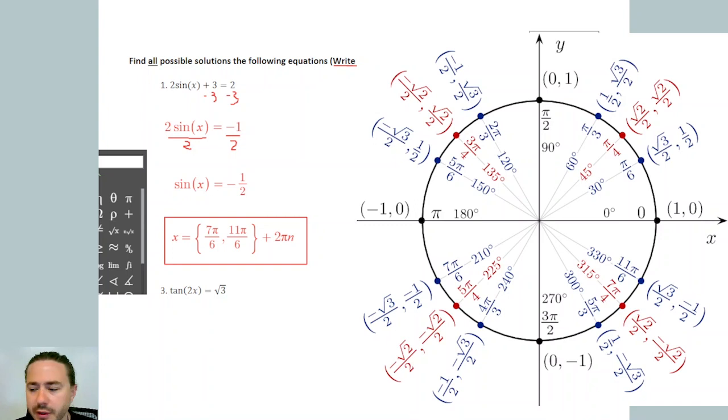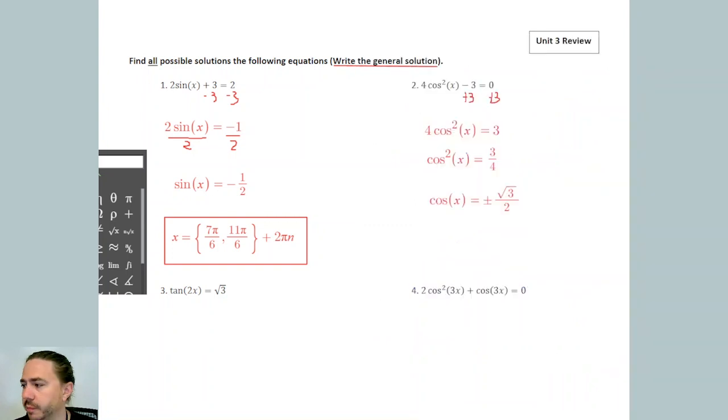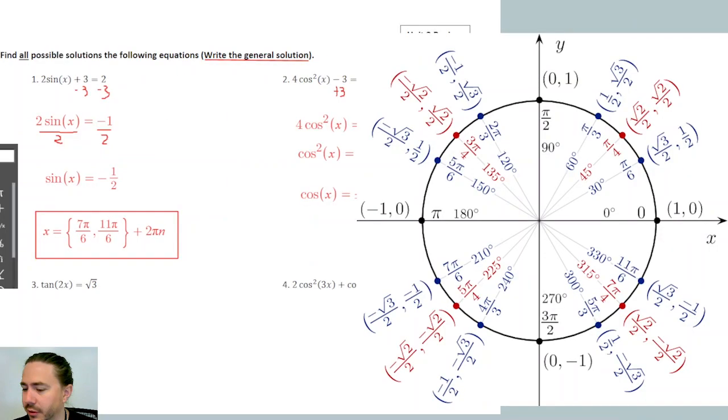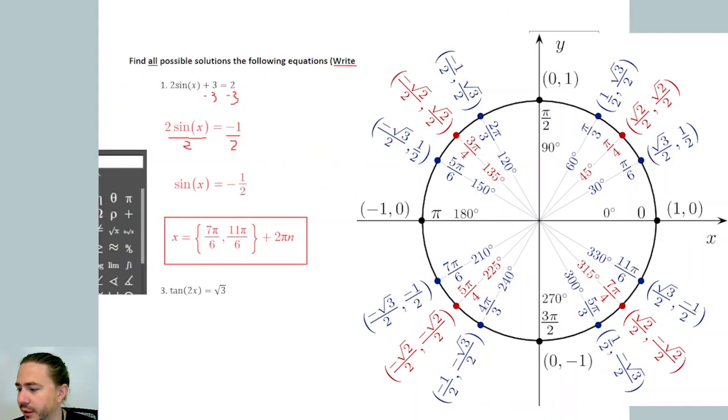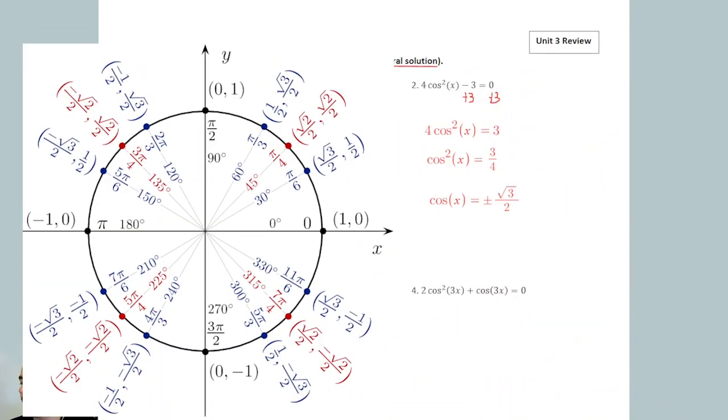Oh, my unit circle's still up. Let me hide that real quick so you can see my work. Or you know what? We're going to need that unit circle anyway. Let me just, I'm pulling the wrong thing. Okay, get it together, Mr. Schuler. All right, there we go.